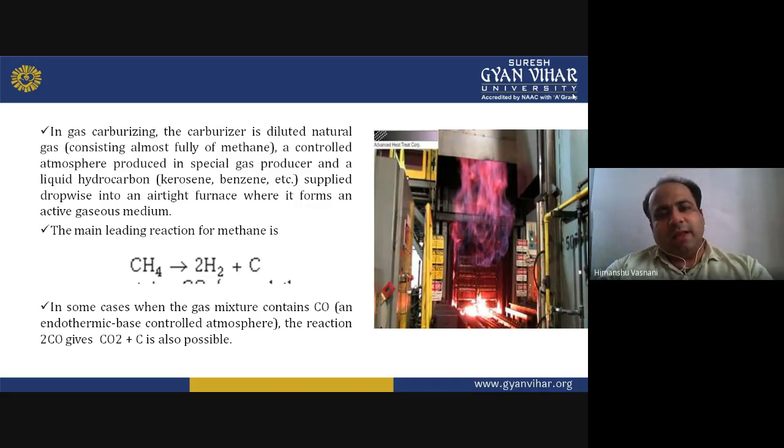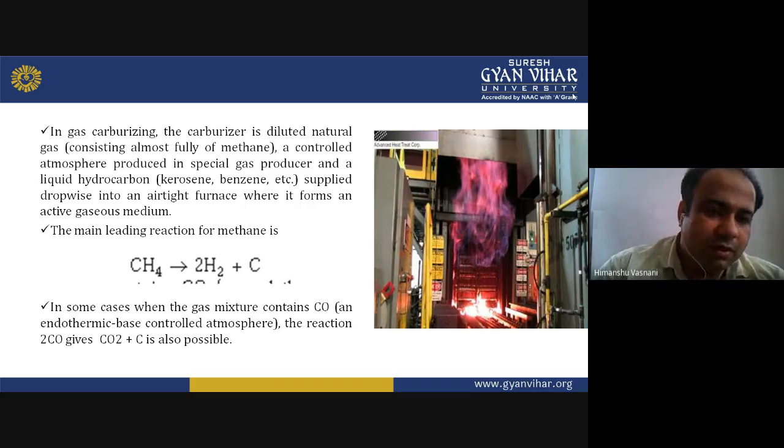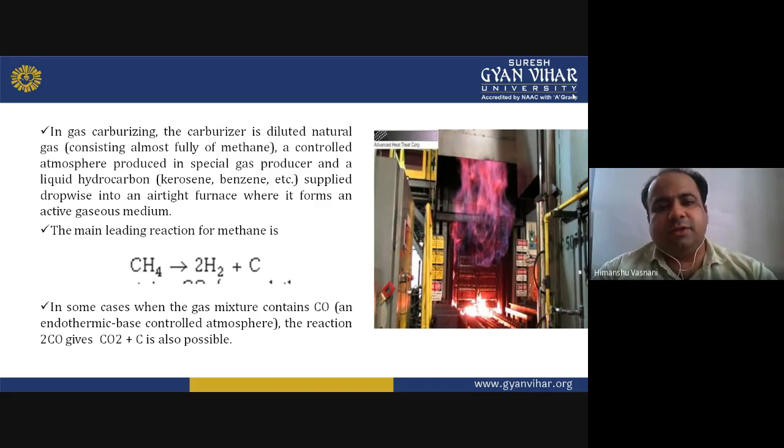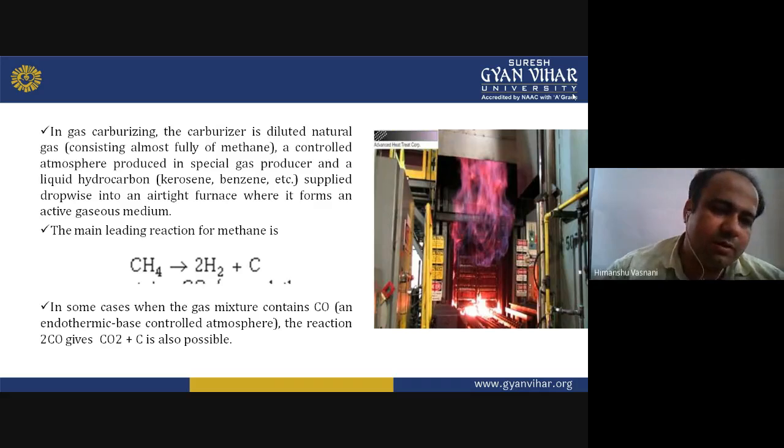So the leading reaction for methane is CH4 gives 2H2 plus C. In some cases, when the gas mixture contains CO, as in an endothermic base controlled atmosphere, the reaction 2CO gives CO2 plus C is also possible.